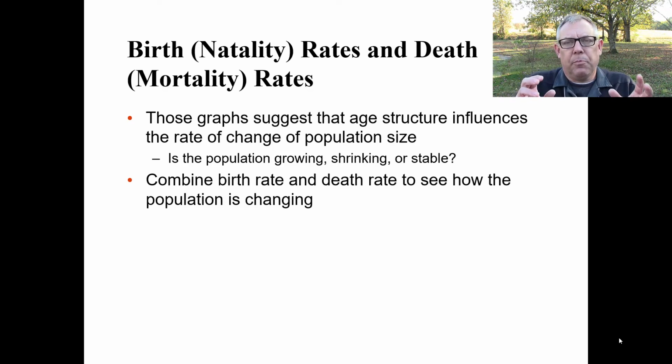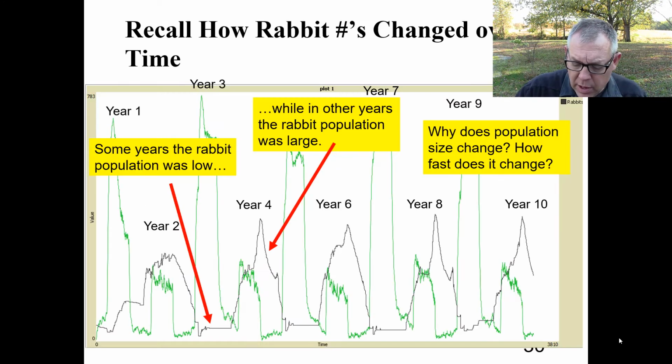What we're really interested in here is how that birth rate and death rate combine to influence the rate of change of the population. That's something we spend a lot of time talking about in population ecology. It's not just the density of the population, but how quickly that density is changing. If you think back to the examples I gave earlier, with a simple model of rabbits in the meadow, you saw that the density changed from year to year. Some years the rabbit population was low and some years it was high. That's what we ask ourselves a lot in population ecology: why did the population size change, and how quickly does it grow and how quickly does it shrink? These are the sorts of things we study.